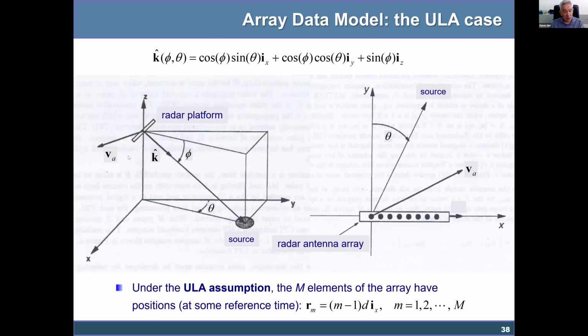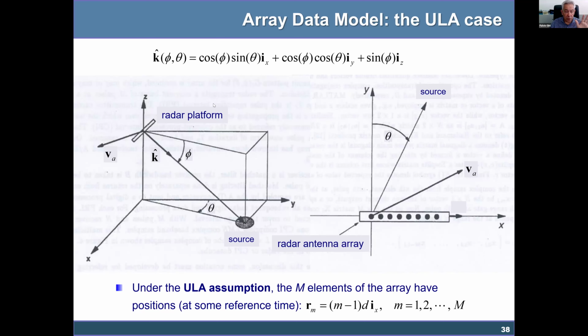So in other words, let's assume we have an active radar, but if it is passive, it's the same. So this is the direction of propagation from the radar to the target and back. And let's assume that it points from the radar to the source. So this is the elevation phi, and this is the azimuth theta, by definition.